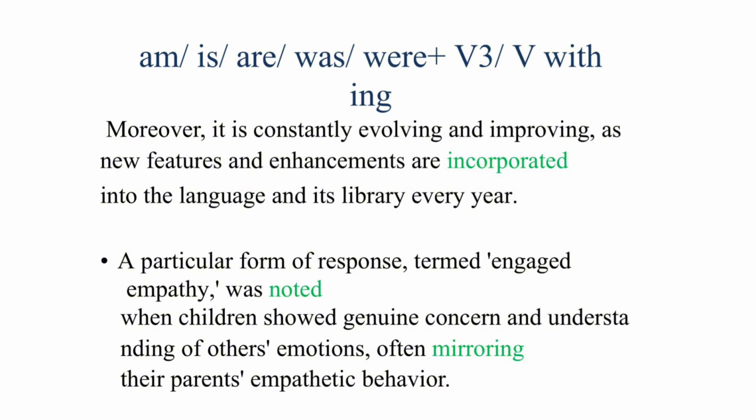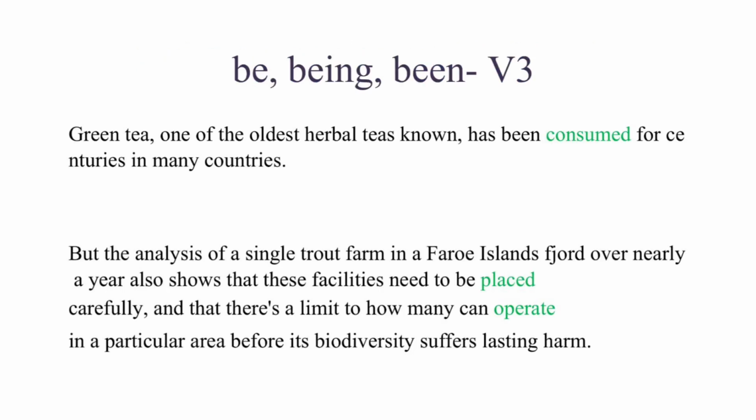Now let's look at another example. A particular form of response termed engaged empathy was noted when children showed genuine concern and understanding of others' emotions, often mirroring their parents' empathetic behavior. Moving forward, to be, being, and been has to be followed by V3, that is the third form of the verb.